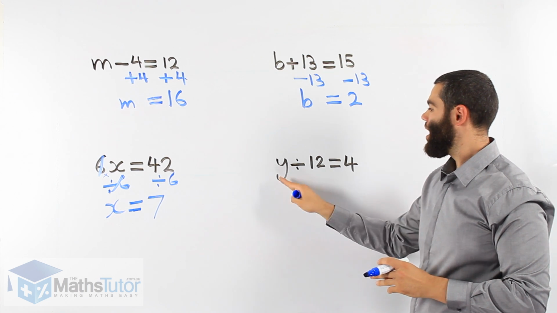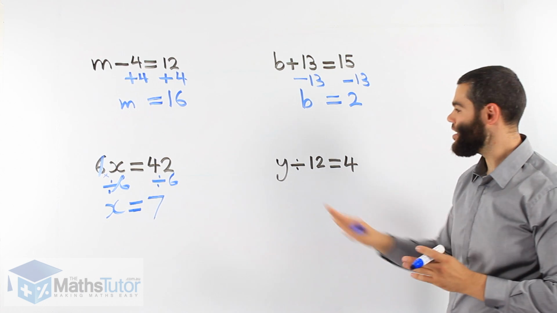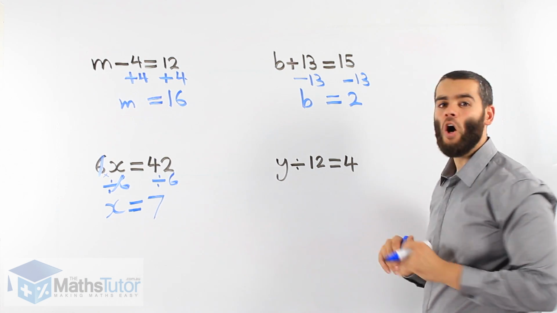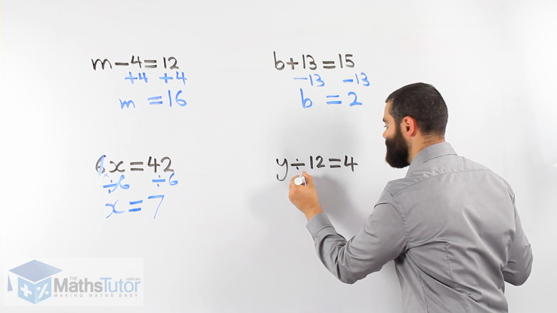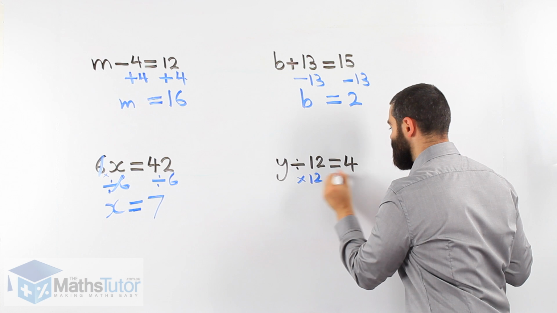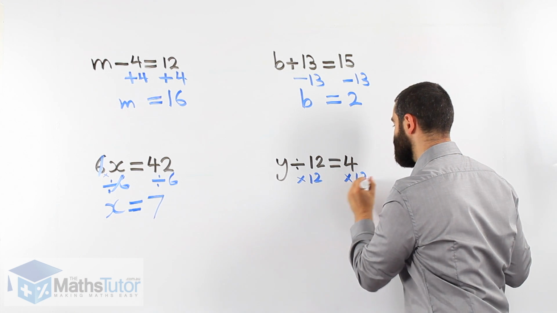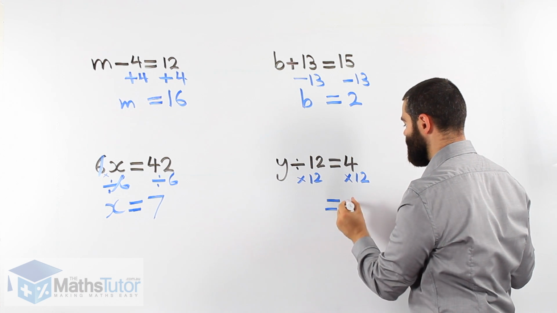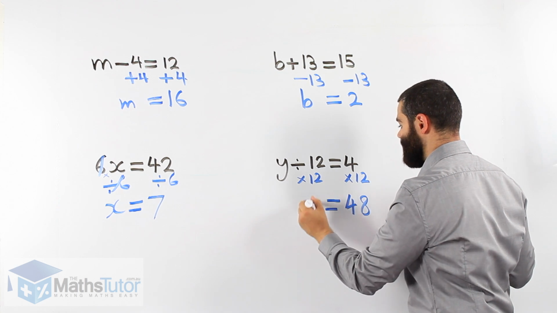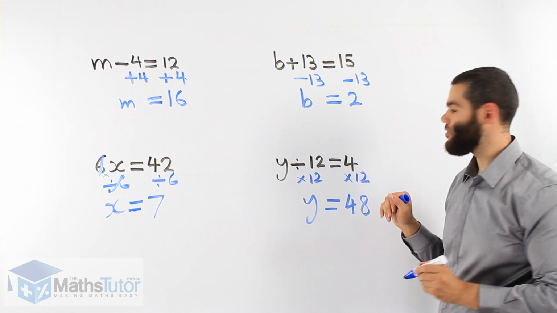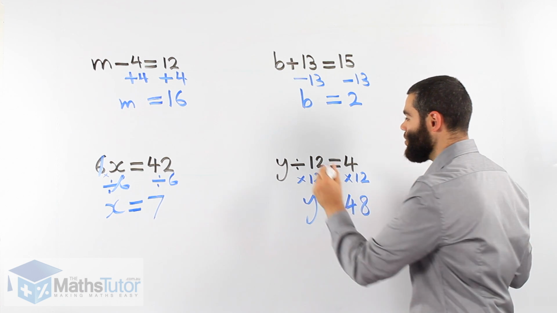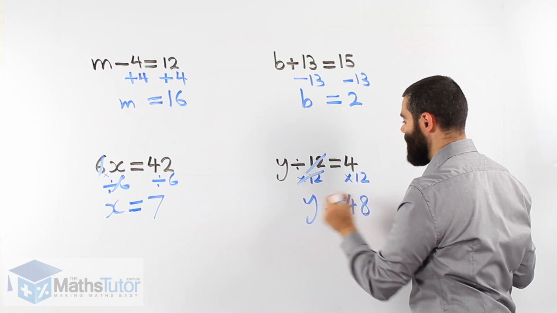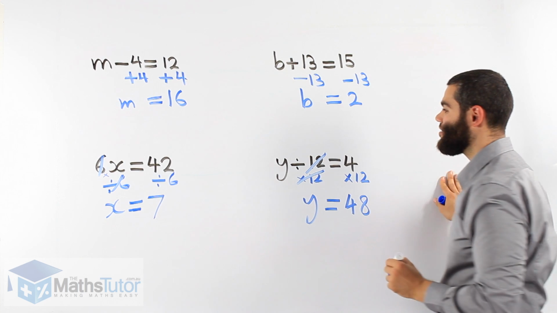Last one. Y divided by 12 is 4. Something, represented here by y, divided by 12 is 4. The law of opposites, the opposite of divide is times. Times 12 here. What we do to here, we must do to this side too. And that cancels out. 4 times 12 is 48. Y is 48. We know divide and times cancel each other out. They're gone. We're left with y, and 4 times 12 is 48.